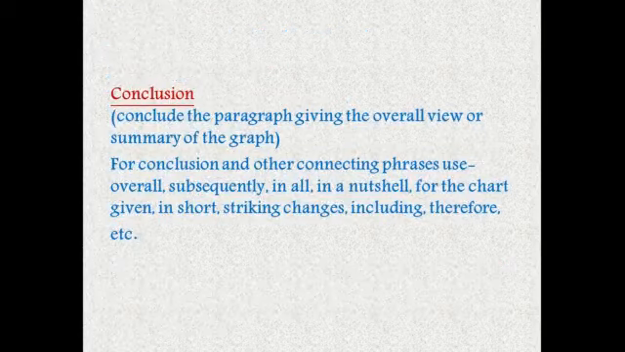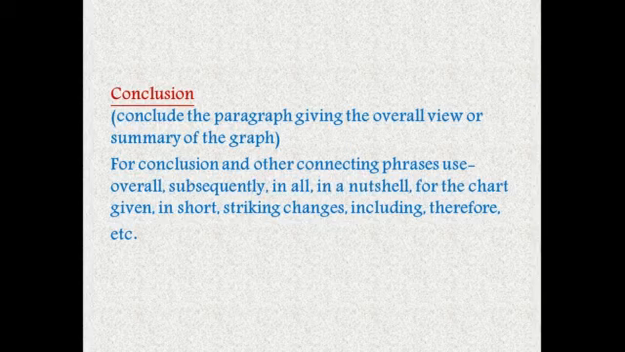Now, when you write the conclusion, we should know what should be there in the conclusion. So, conclude the paragraph giving the overall view or summary of the paragraph. Overall view means the gist of whatever you have studied or you have made an analysis on. For conclusion and other connecting phrases, use overall, subsequently, in all, in a nutshell, for the chart given, in short, striking changes, including, therefore, etc.